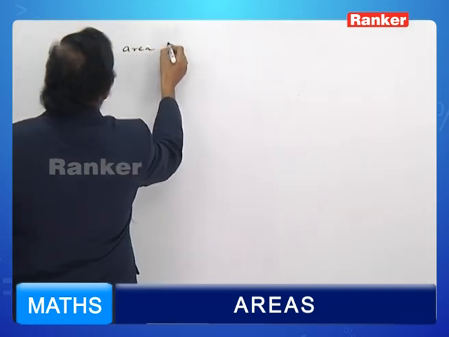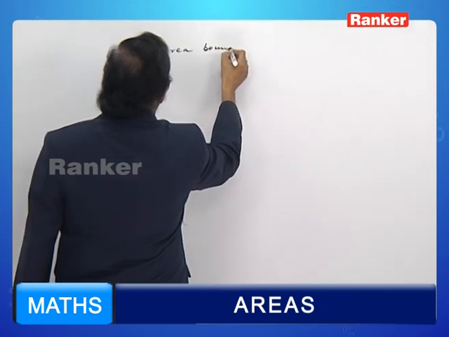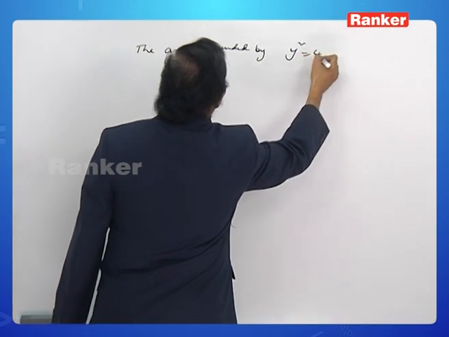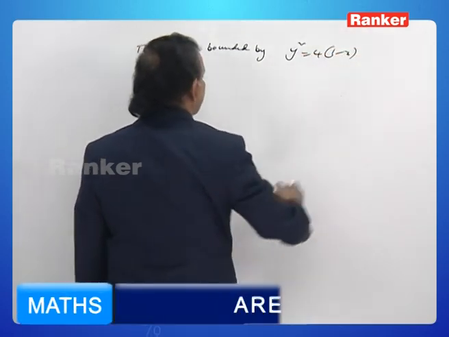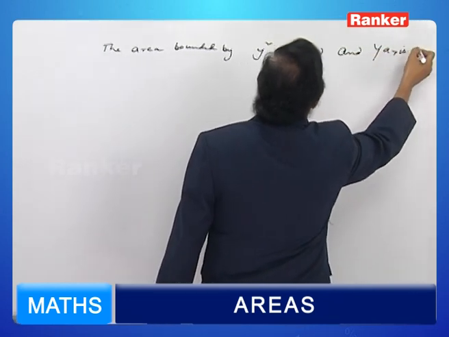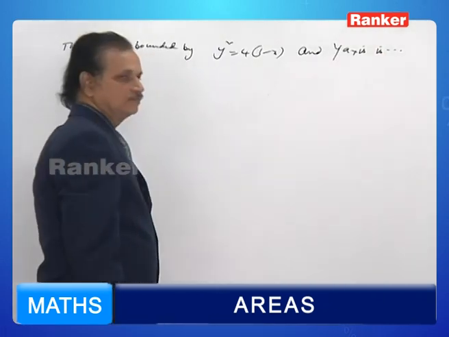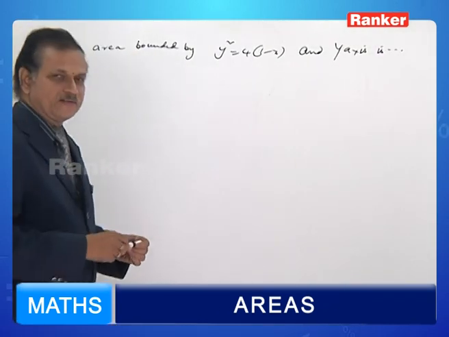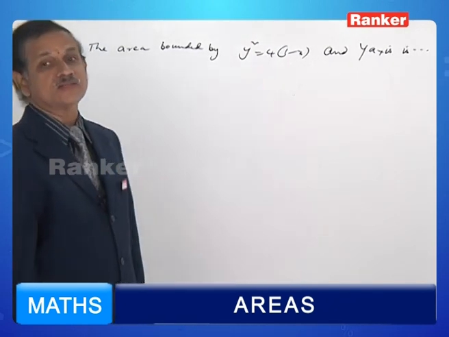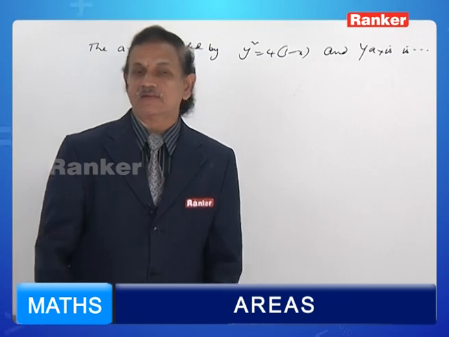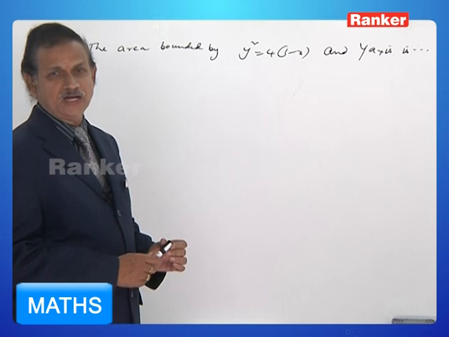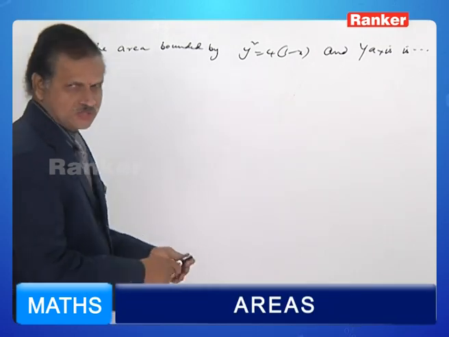The area bounded by y square is equal to 4 into 1 minus x, and the y-axis. This is the question. We are asked to find the area bounded by the curve and the y-axis, that is, we are supposed to calculate the area along the y-axis. So, we need to have a formula of x in terms of y. Let us do that first.